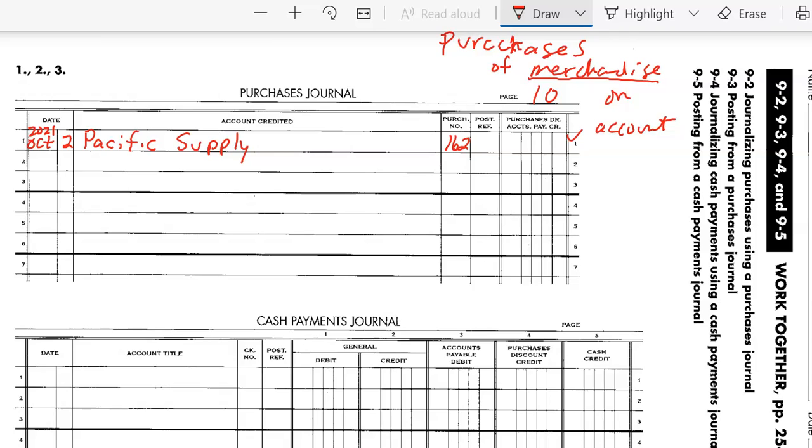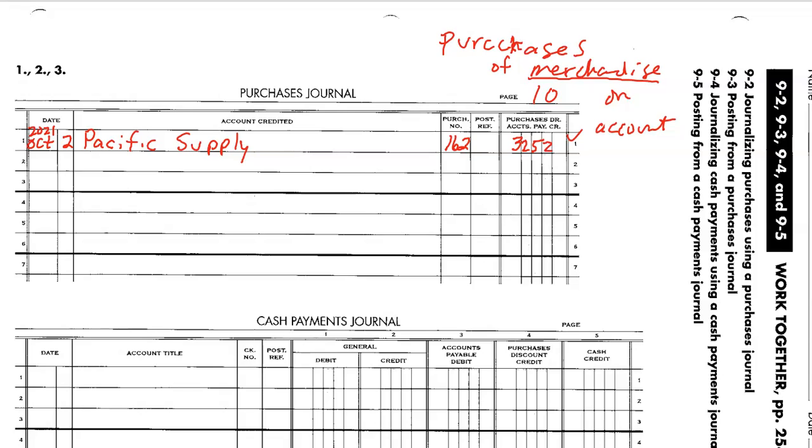All right, post reference, we won't do anything yet because we're not posting yet. And then 3252 goes in the purchases. Notice it's one column, but it really represents 2 different accounts. And we'll see that when we get to posting later. It's going to be a debit to purchases and a credit to accounts payable. But don't have to worry about that posting part yet. That'll be tomorrow or Thursday. Okay, that takes care of October the 2nd.